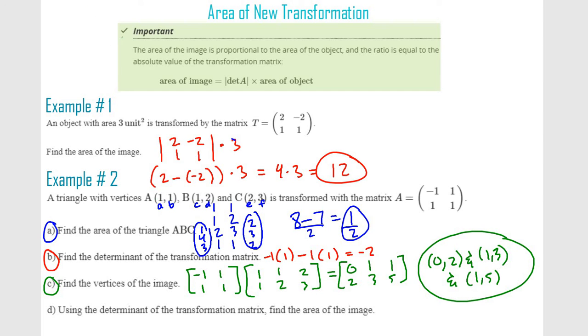Okay. Finding the area now for the last one. So we take the determinant, right? It's the absolute value of the determinant, and then times the area of the object, which is 0.5. So my new area is 1 unit.